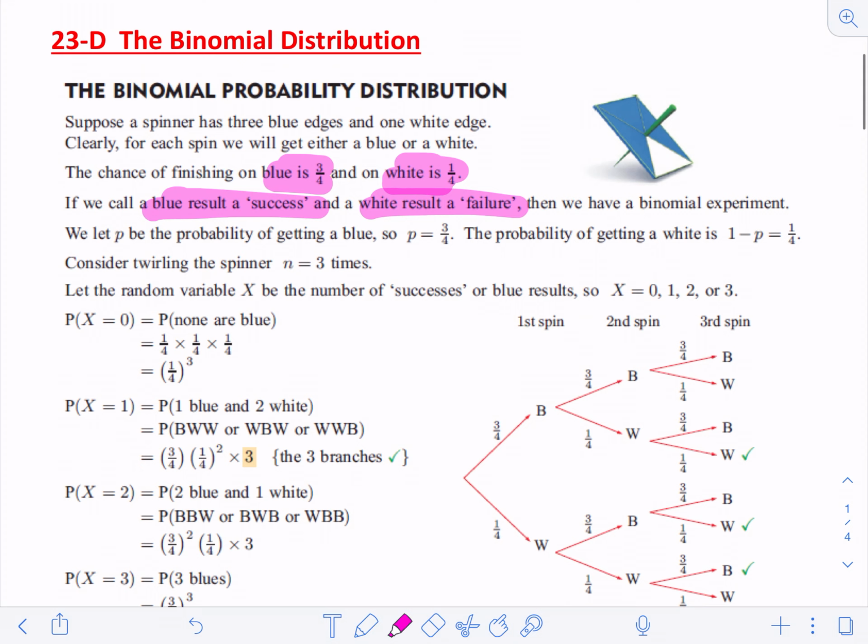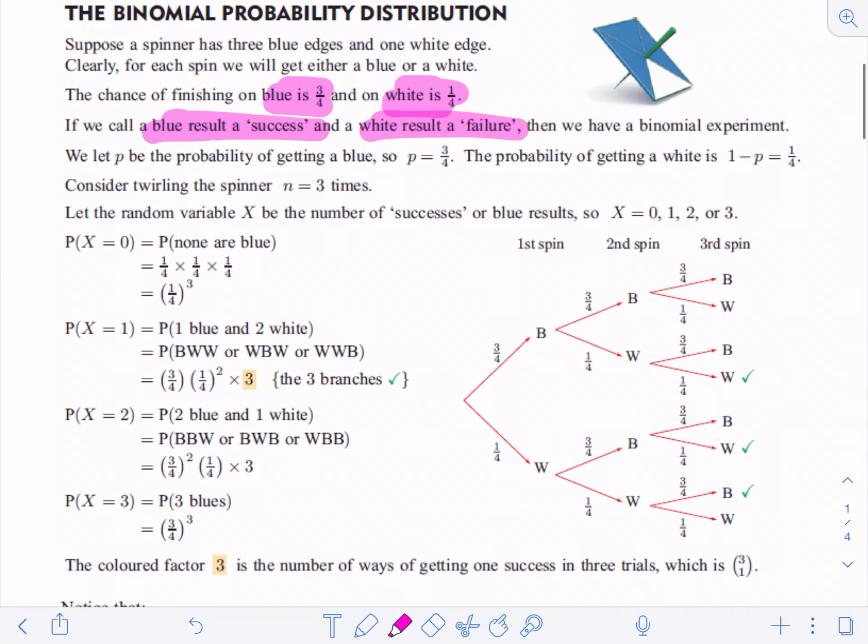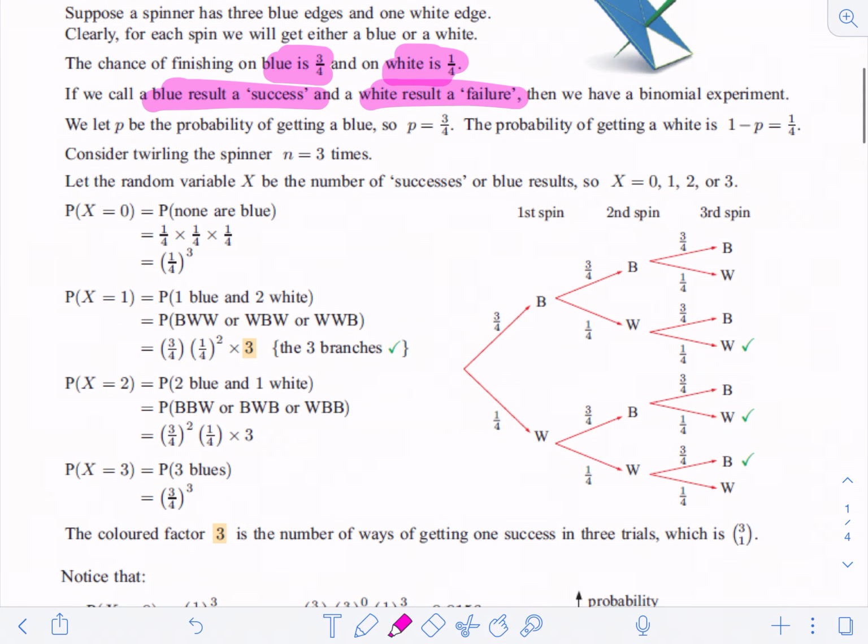So let's say I'm going to be twirling the spinner 3 times, and we want the number of successes. That is going to be our random variable x. So x could be either 0, 1, 2, or 3, based on how many blues I'm going to get. I want to know, what are the probabilities of each of these? And we've done that before. Here's a perfect diagram of that, a tree diagram.